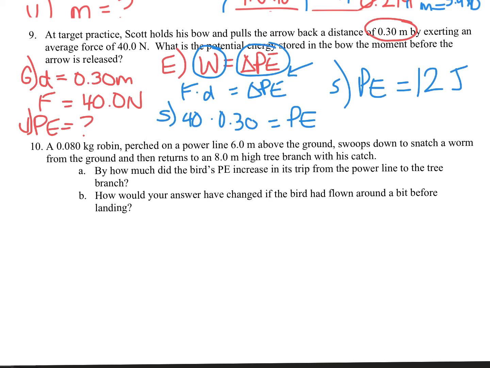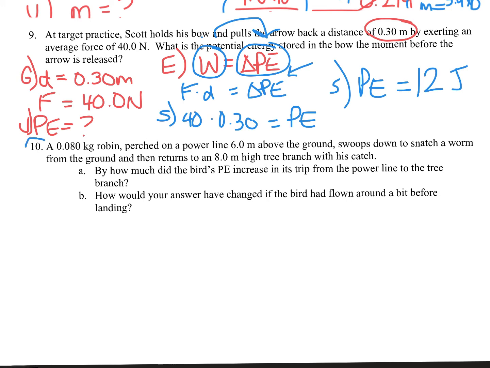By doing the work on the object, you gave that bow the stored up potential energy. That's what the energy work theorem talks about. All right, that sounds good. That was pretty straightforward. Once we solved for work, it became potential energy.